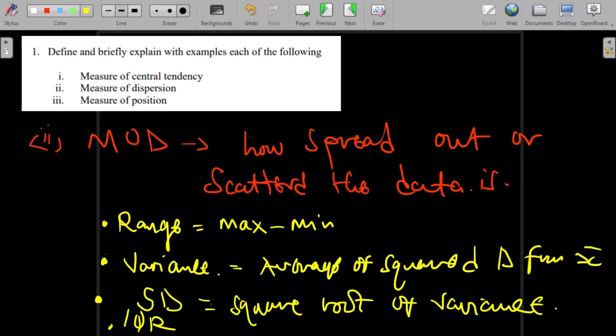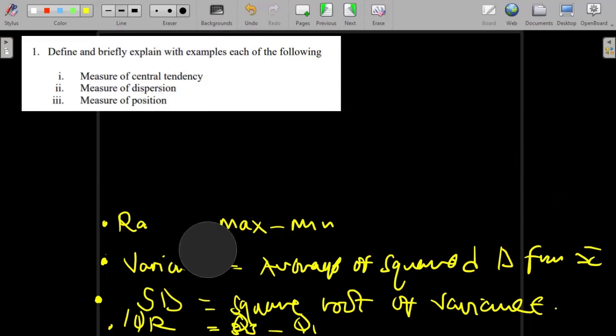So the interquartile range is the difference between the third quartile, which we represent as Q3, minus the first quartile, which is Q1. Q1 is just the average of the first half of your data set when you arrange it in order. And then Q3 will be the average of the second half of your data set. So these are some of the examples that we can give under measures of dispersion. And then we can now talk about the measures of position.